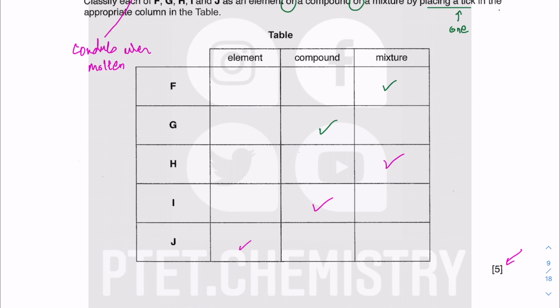So not the easiest, but not the hardest thing in the world, provided you read the information given, you know how to interpret information, and you know your lower secondary science on atoms, elements, compounds, and mixtures. All right.